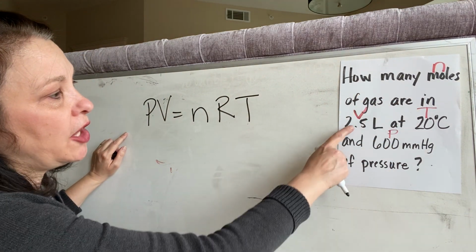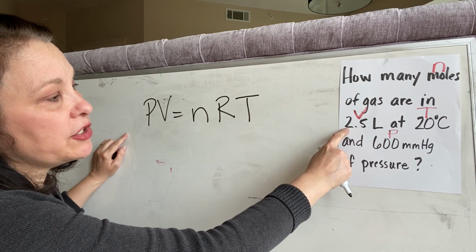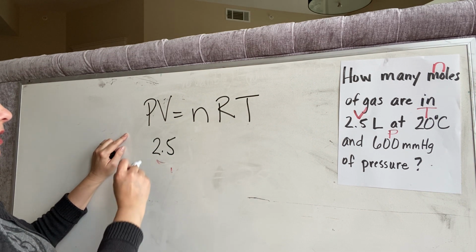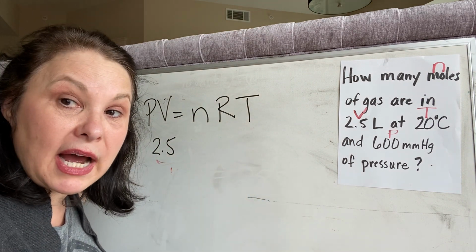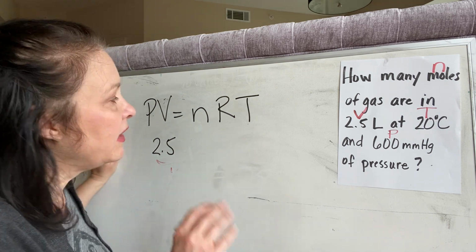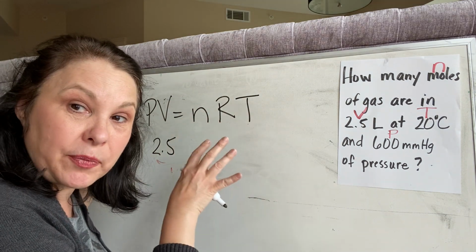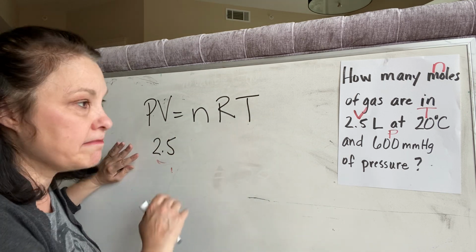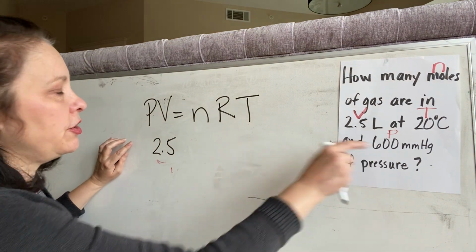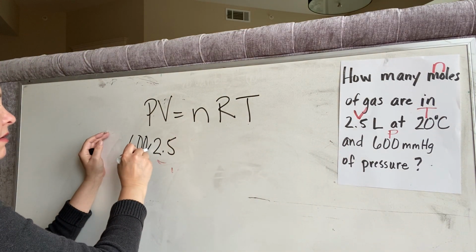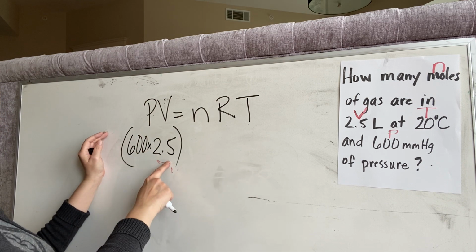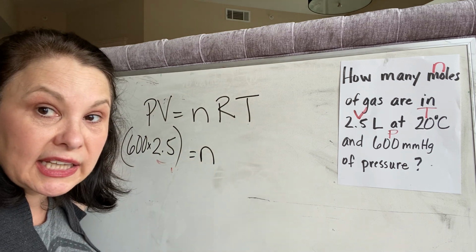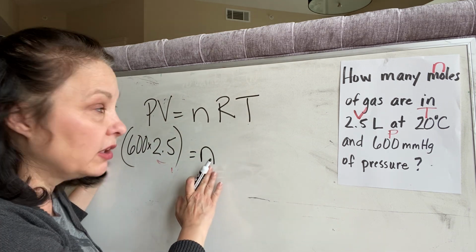As far as plugging in my other numbers into the letters, 2.5 liters is my volume, so that's going to go there. And notice that I don't put in my units. I just like to look at numbers. The only letter I want to see in my math problem is the variable I'm solving for. So I only put in the numbers. Now, my pressure is 600. So I got my pressure times my volume right here. And then my moles, I don't know. I'm going to leave it as N. That will be my only letter that I'm going to be looking at.